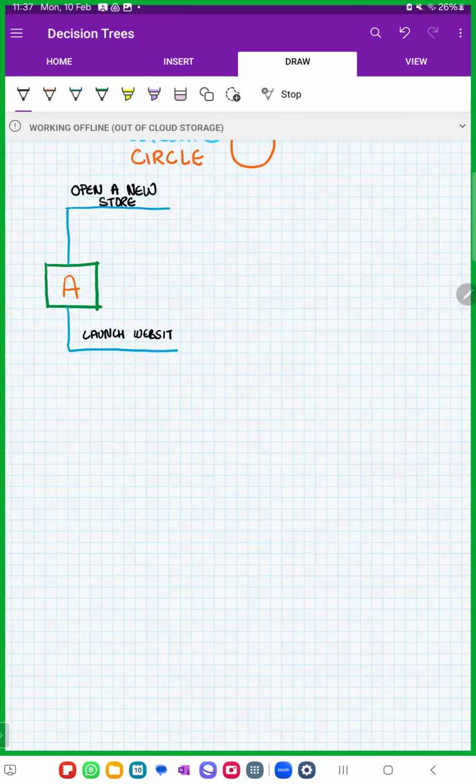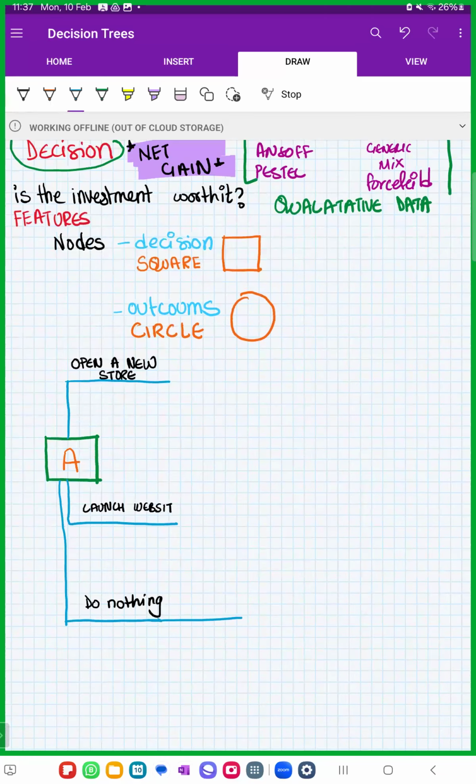These are my two decisions. My third decision is to do nothing. Make nothing, do nothing, just chill back. Okay? Clear? Okay, this is how you represent your node.